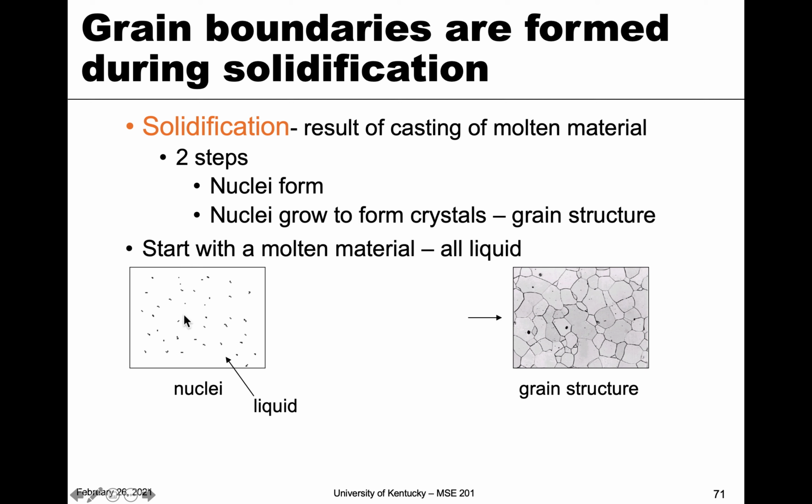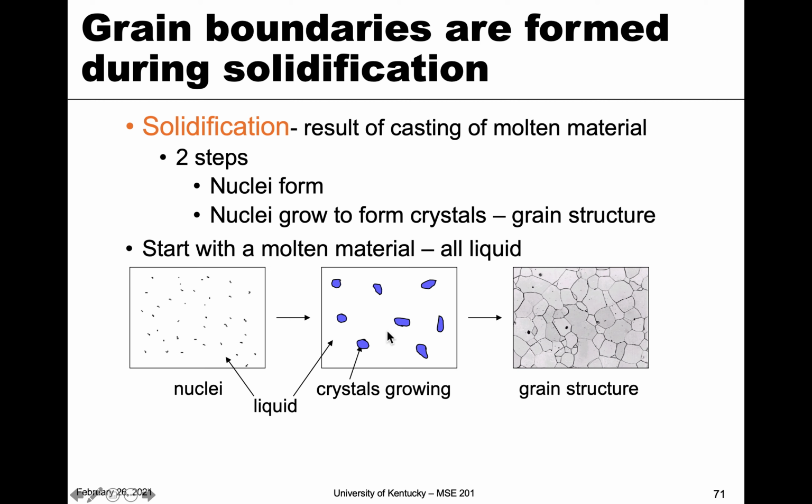The nuclei form, and then they grow into much larger grains, and they grow until they no longer have any liquid. All of these grains are growing until they encounter another solid grain, and that encounter is the grain boundary. So we have this grain structure over here, and the growth of those crystals. They grow until they meet each other, and this is the result.